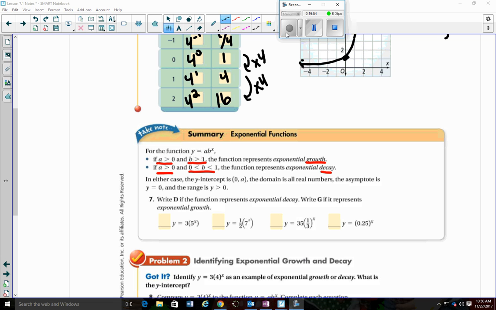Okay, so this one's a growth because, again, my base is larger than 1. My a is positive.